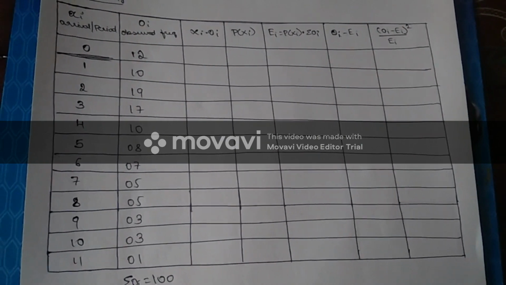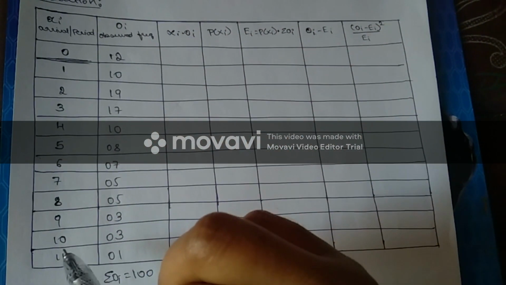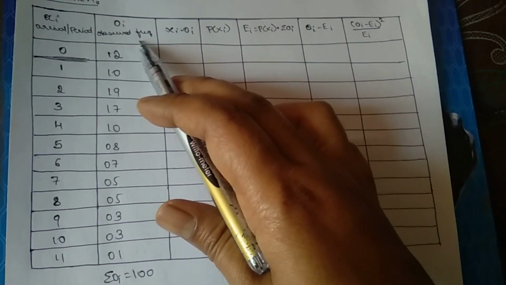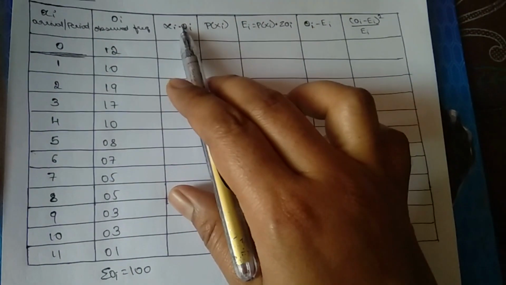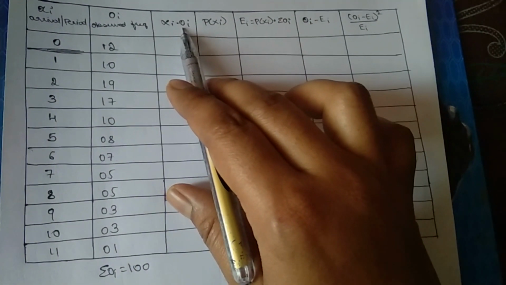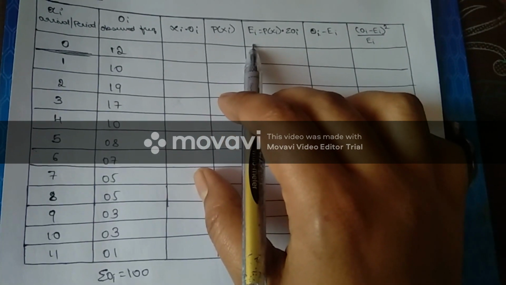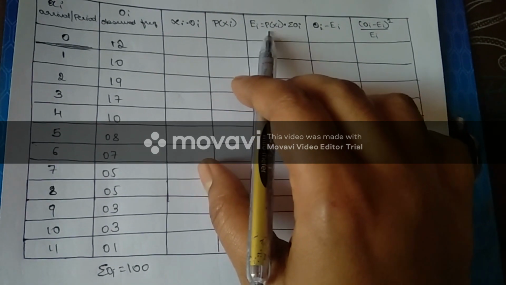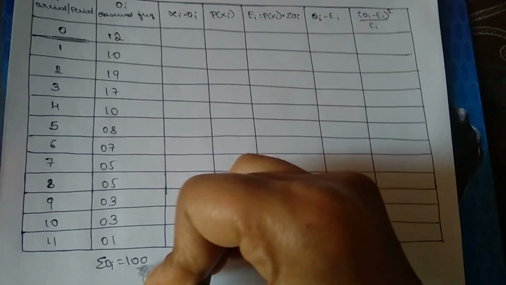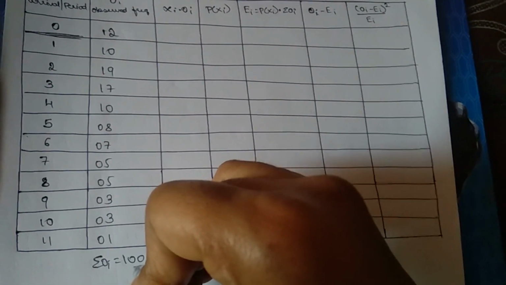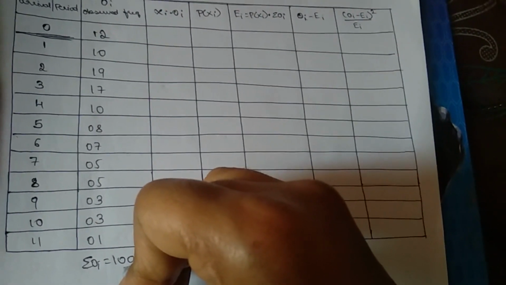See, for xi, the arrivals, we have taken from 0 to 11 from the table given in the question. Oi, the observed frequency, is also given in the question. Next you have to find xi times Oi, then p of xi, and Ei, that is the expected frequency. Ei equals p of xi into the summation of Oi. That is n into pi, I have told you. N means the number of what? What is it here?